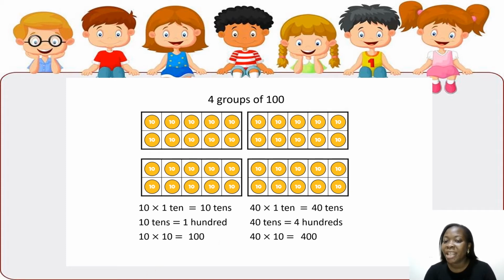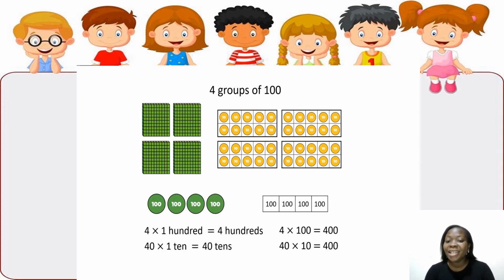Let's proceed and see if she has made more. Yes, she did. Okay, so this is her representation of 4 groups of 100, like we saw Jack do, using the base 10, using the ten frame, using the place value counters, and using the bar model. So 4 times 100 is equal to 400. 40 times 10 is equal to 400. Thumbs up if you understood so far.